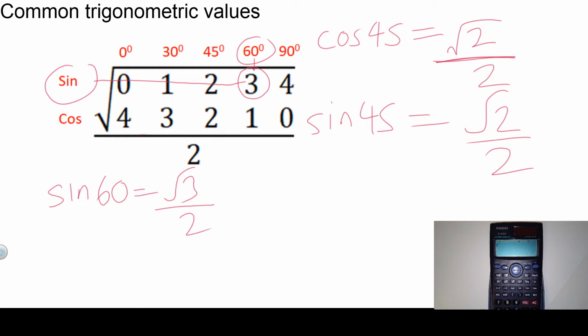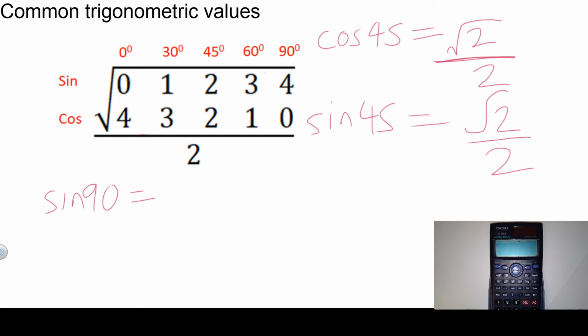Let's go for sine 90. Sine 90. Here's sine, here's 90. So that's root 4 over 2. But then if you check the calculator over here, sine 90 seems to give only 1.